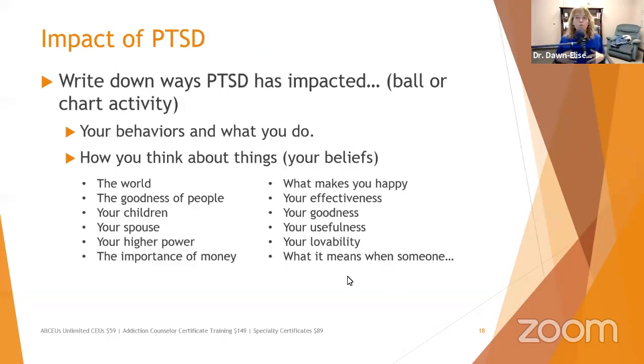So you can have people write down ways PTSD has impacted their life. And you can do this on a beach ball or a chart. If you do it on a beach ball, you can write down on different places on the ball: the world, the goodness of people, your children, your spouse, your higher power, the importance of money, what makes you happy, your effectiveness, your goodness, your usefulness, your lovability, and what it means when someone does something. And you can write that.